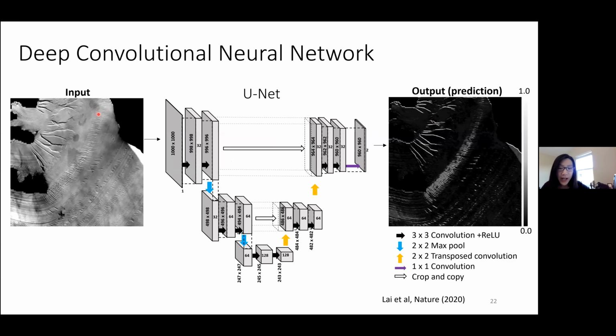And here I train a deep convolutional neural network to learn the patterns of fractures in satellite images. For example, on the left is the input satellite image. You can see the fractures in many, many places. And on the right is the prediction of the neural network. Here the grayscale is the likelihood that the pixel contains a fracture. And you can see the white patterns capture the fracture locations.